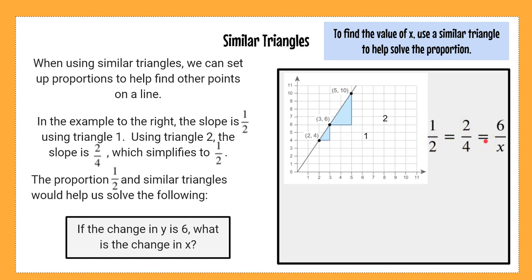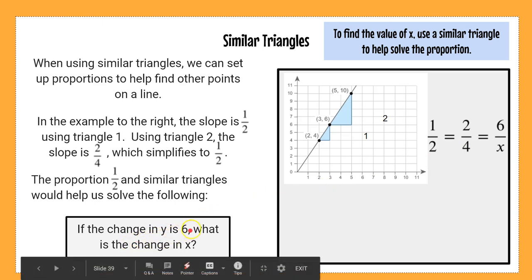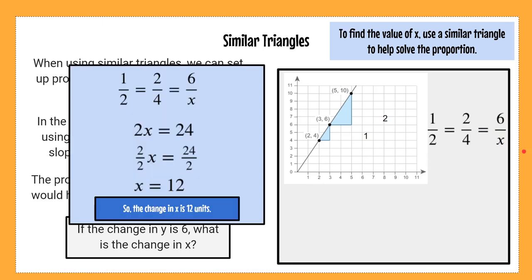Well, if I know that the change in y is 6, what's the change in x? I could set up this proportion here. 1/2 equals 2/4 equals 6 over x. I can choose either one of these to solve with. If I just focus on these last two ratios, I cross multiply. So 2 times x is 2x, and 4 times 6 is 24. If I divide both sides by 2, x equals 12. So the change in x, using these similar triangles, is 12 units.